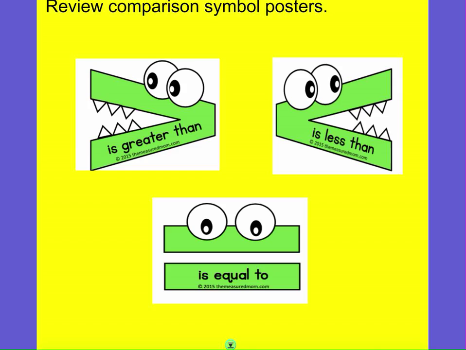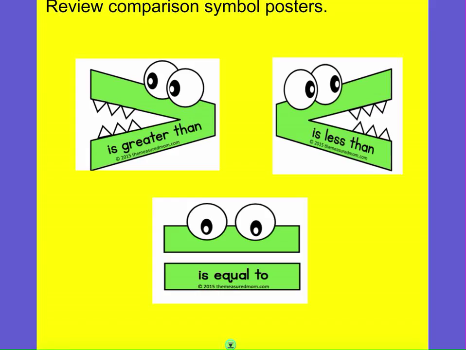First, we're going to review the comparison symbols that we use to compare. First, we have this symbol here. It's called is greater than. And then we have is less than. And of course, is equal to. So let's look at the greater sign.